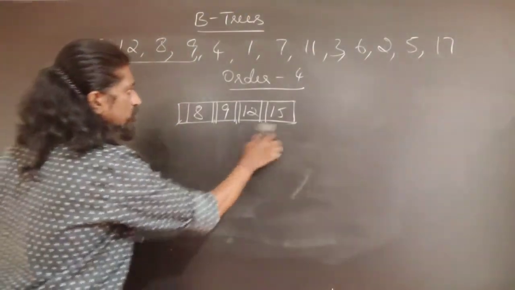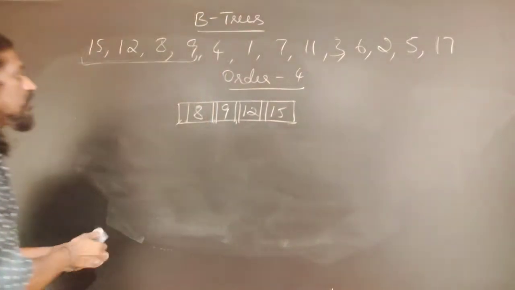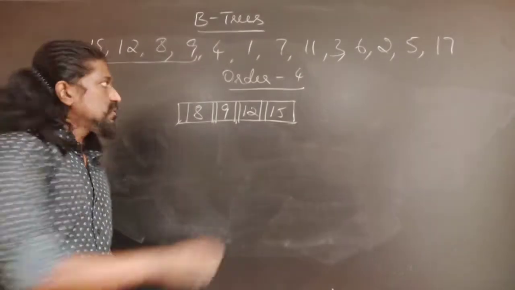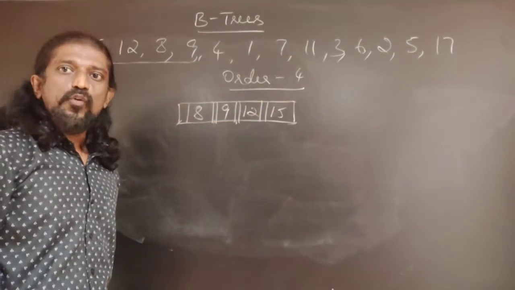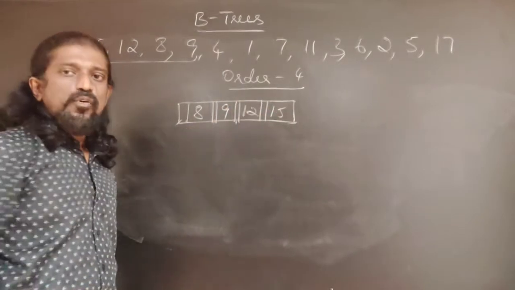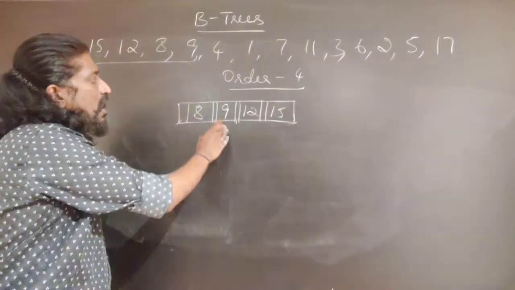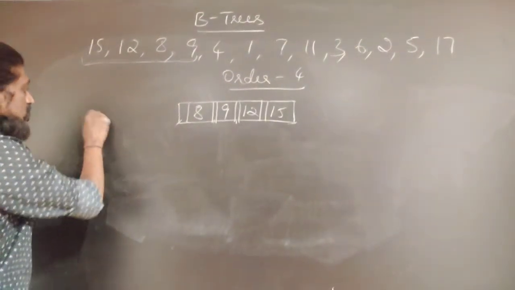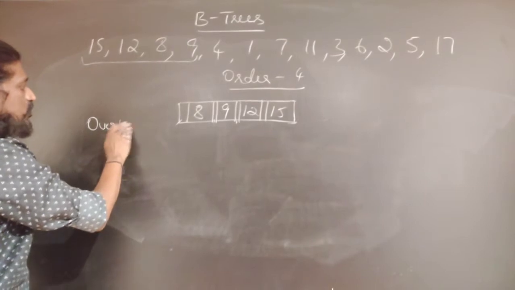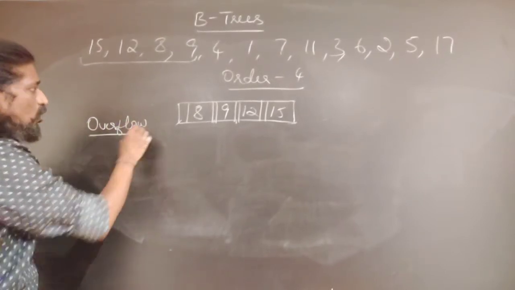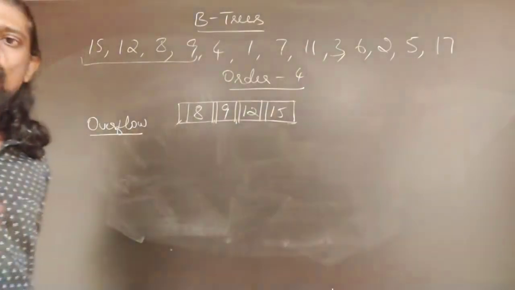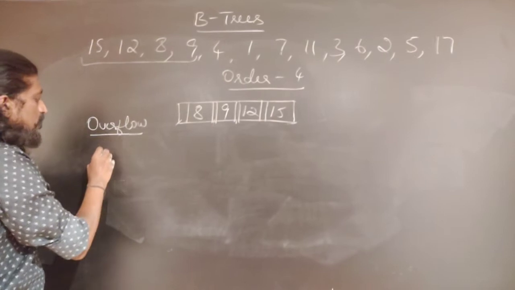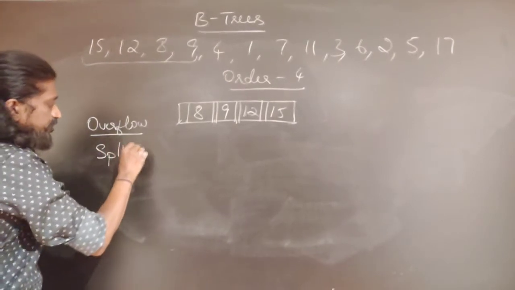Okay, so now the maximum number of keys that can be present in the node of a B tree is equal to m, that is 4. So now the node consists of 4 keys. What should we do when a new key arrives to a node which is completely full? That particular condition is called an overflow condition. So trying to insert a key to a node which is already full is called overflow. So to handle overflow in a B tree, we perform an operation called splitting.